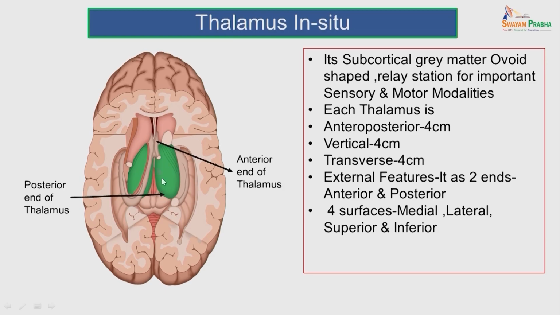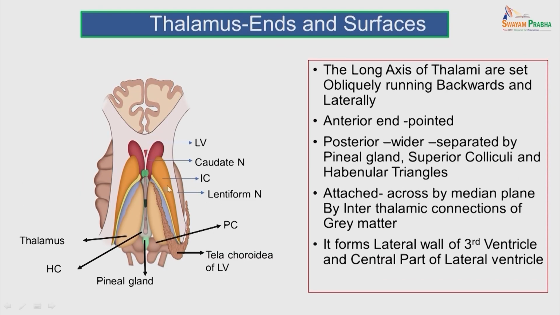This is the third ventricle, enclosing it, and on the lateral side it has the lateral ventricle. The thalamus is placed obliquely, running backwards and laterally. The anterior end is pointed. The posterior end is wider, separated from the pineal gland, the superior colliculus and the habenular triangles. In the midline, the two thalami are attached by a part of the grey matter called the interthalamic connection. It forms the lateral wall of the third ventricle.